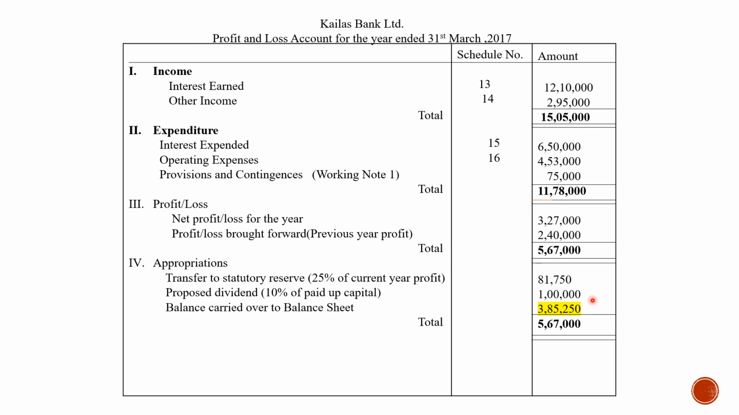You record it here, and then you find the final figure, that is the balance to be carried over to the balance sheet, which is 3,85,250, derived by deducting 81,750 and 1 lakh from the aggregate value of 5,67,000. Then you get the total of 5,67,000 by summing up all the items in the appropriations part. So this is how your profit and loss account should be maintained.